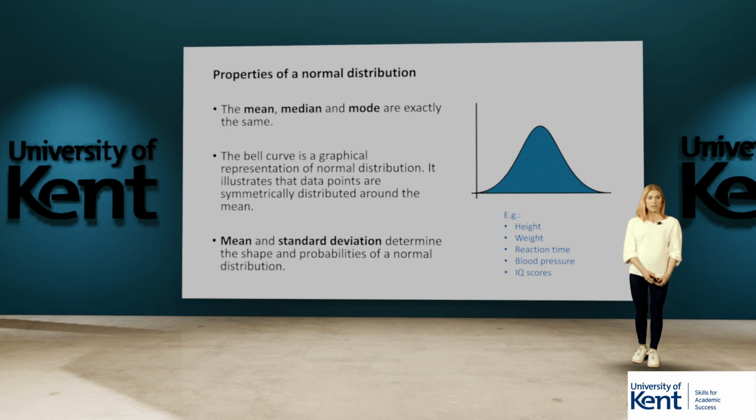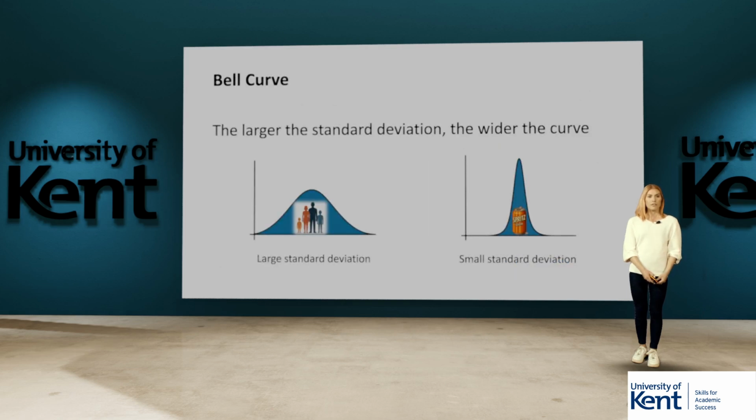The mean centers the curve. The standard deviation affects how wide or narrow it is. A large standard deviation means values are more spread out, like people's heights in a population. A small standard deviation means values are close to the mean, like the amounts of liquid in multiple drink cans taken from the same vending machine.